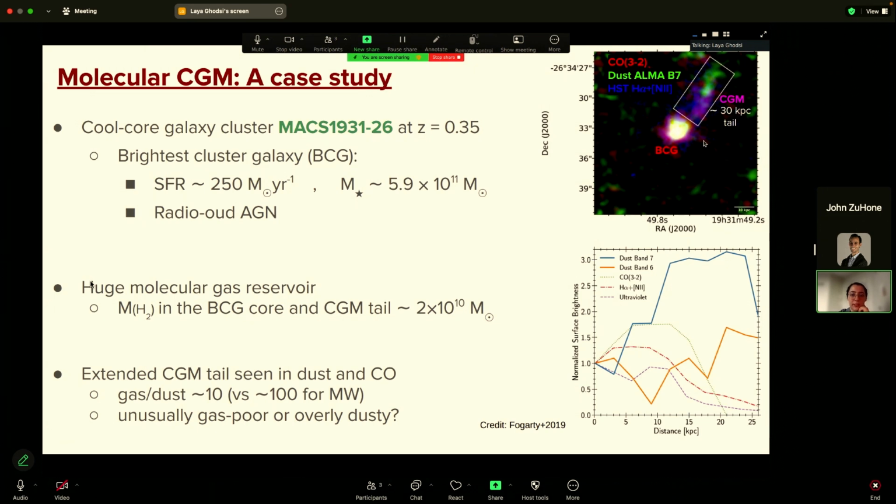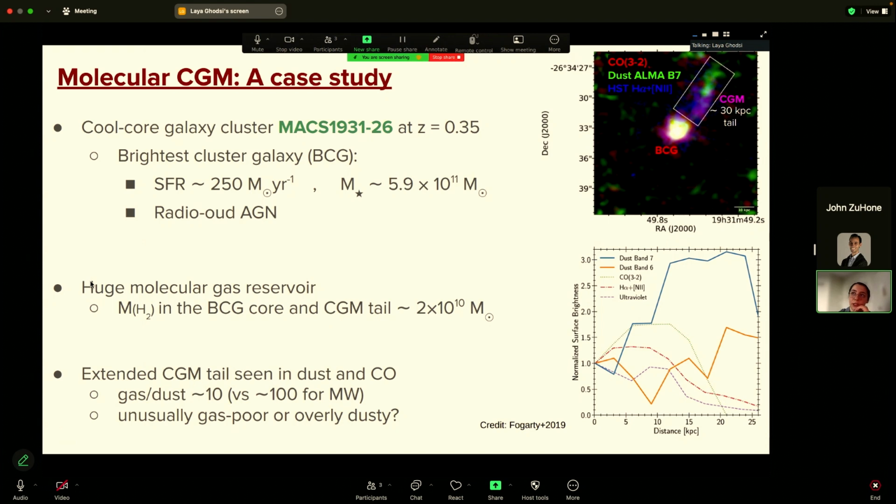And this whole system has one of the largest known reservoirs of molecular hydrogen with a mass of 2 times 10 to the 10 solar mass. An interesting point about this tail is that it's very gas poor. The gas to dust ratio is almost 10, which is 1 order of magnitude lower than the usual value for the Milky Way. And in the lower image, you can see the emission profile of different lines, and the blue curve is showing the dust band 7 image, where you can see the tail. The dust band 7 is elevated in the tail, which is showing the tail is very dusty.